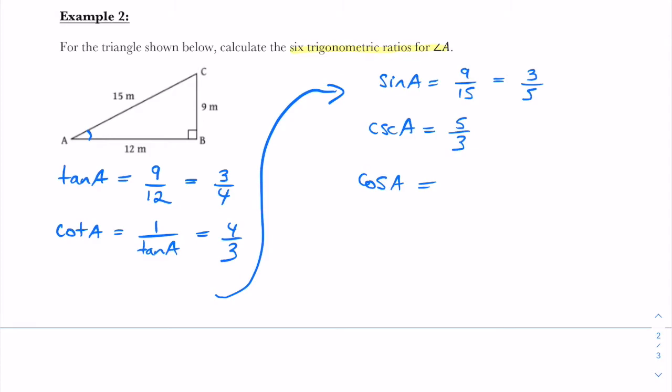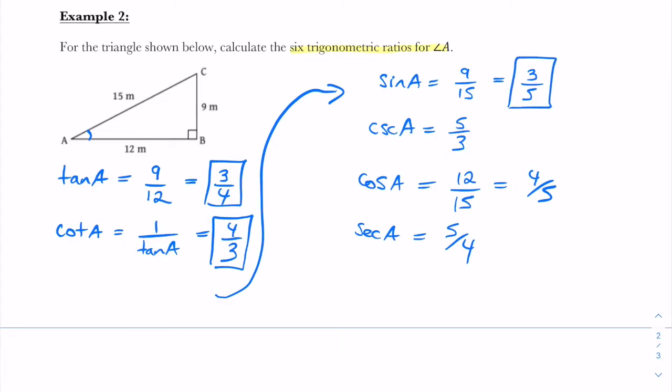Cosine of angle A is adjacent over hypotenuse. So that's 12 over 15, which reduces to 4 over 5. And finally, secant of angle A is just the reciprocal of cosine, so we're going to get a ratio of 5 over 4. And there you go, everyone. Those are your 6 trigonometric ratios. Let's move on.